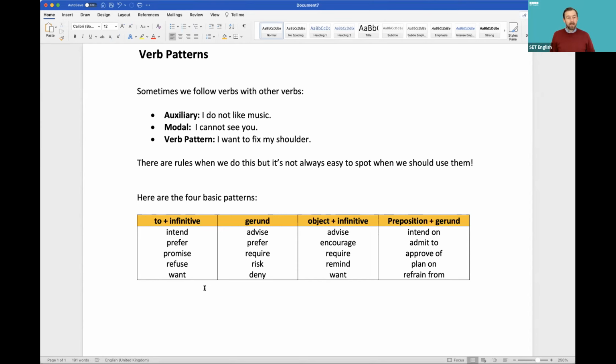So this is not just some hidden technical part of English grammar. It's every part of English: formal, informal, writing, speaking, reading, listening. You will hear verb patterns. You will see verb patterns. They happen all the time. So here, what we've got is intend to do something, prefer to do something, promise to do something, refuse to do something, want to do something.